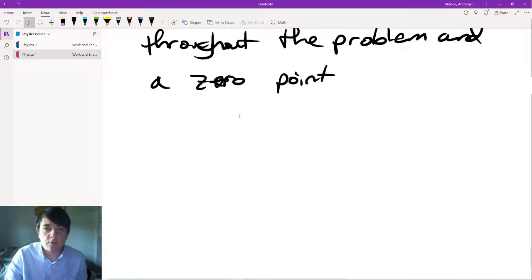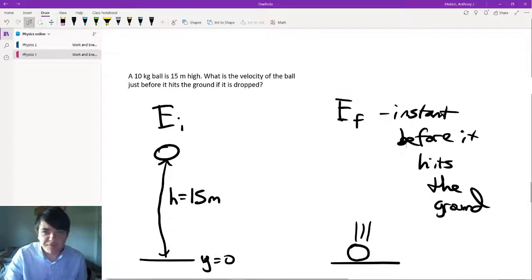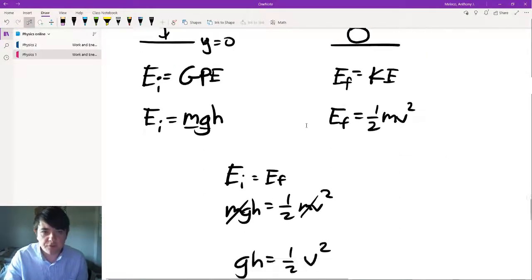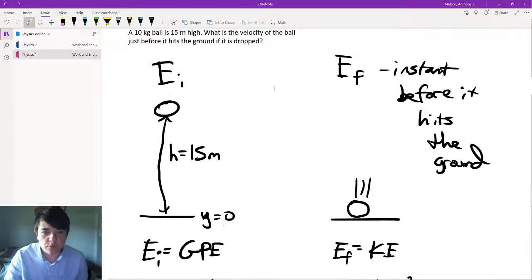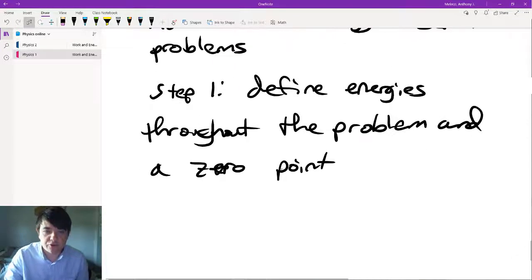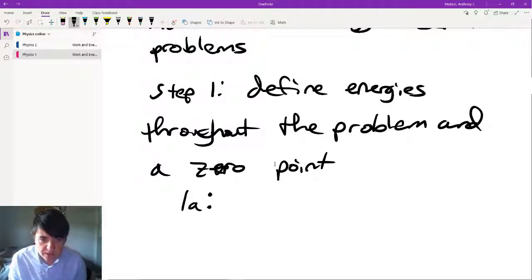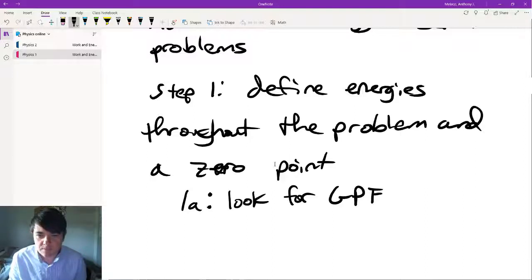So what we did here, we defined our 2 energies in this case. You can have more. Maybe there's multiple things going on, like you'll see with the spring problem later on. But here we only had an initial and a final. So you define multiple energies throughout the problem, and you define your 0 point so that you can define your gravitational potential energy. So 1A here would be look for GPE, gravitational potential, SPE, spring potential, and kinetic energy.